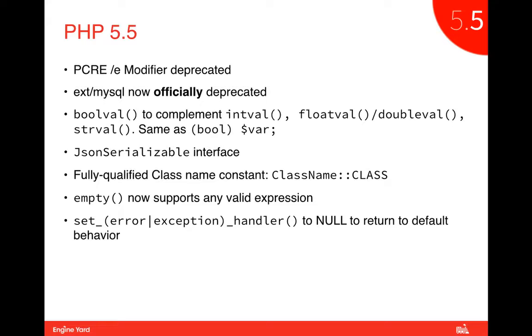JsonSerializable interface. This one's kind of cool. If you implement it, when you do json_encode or json_decode, it will call that function, and whatever's returned is what actually gets serialized. So you can strip out private data, whatever. Minimize what's going out. There's a new constant that is available on every single class called class that will give you the fully qualified name. So if you're using namespaces, you can just call whatever the name of the class is and it will give you the fully qualified name using ::class. That's case insensitive, by the way. Which means it's not really a constant, it's a thing.